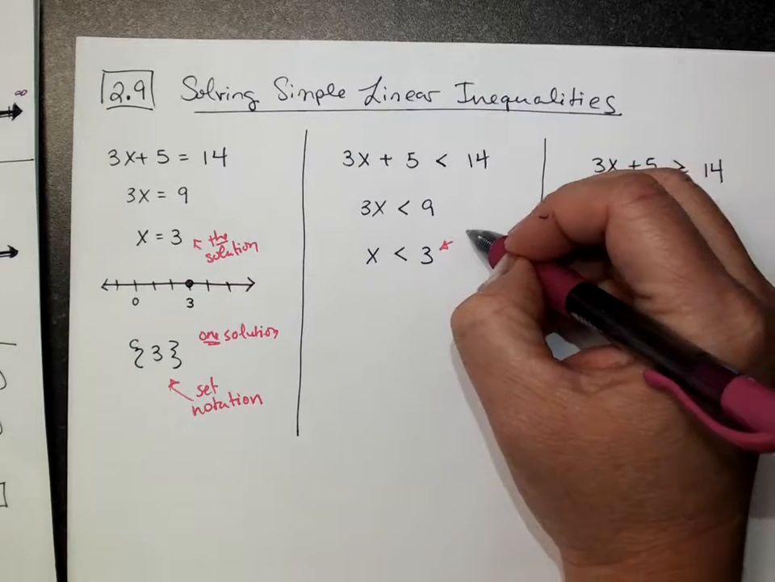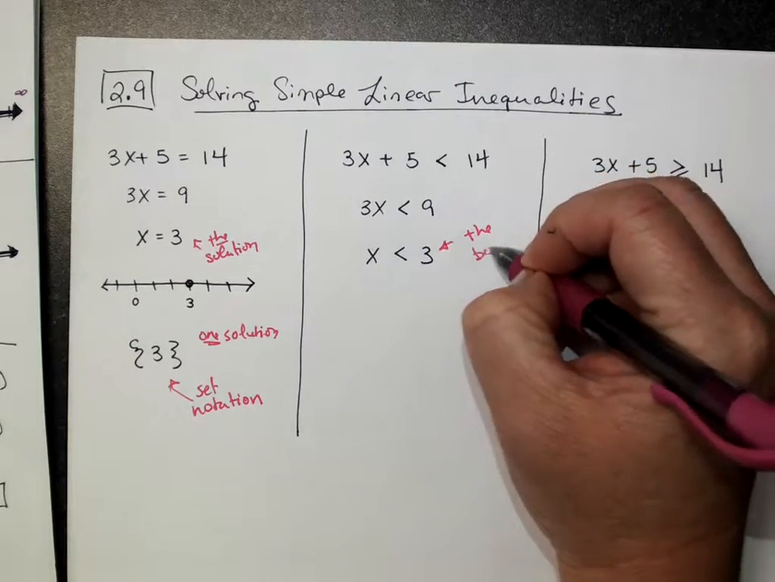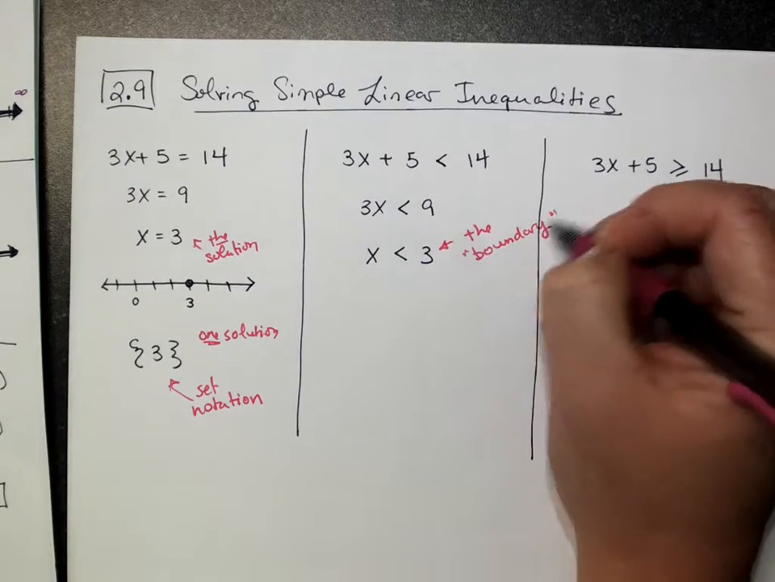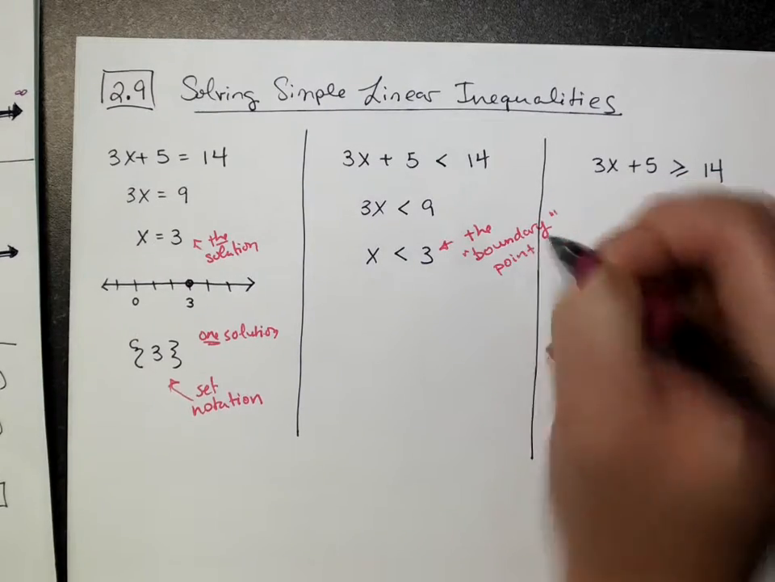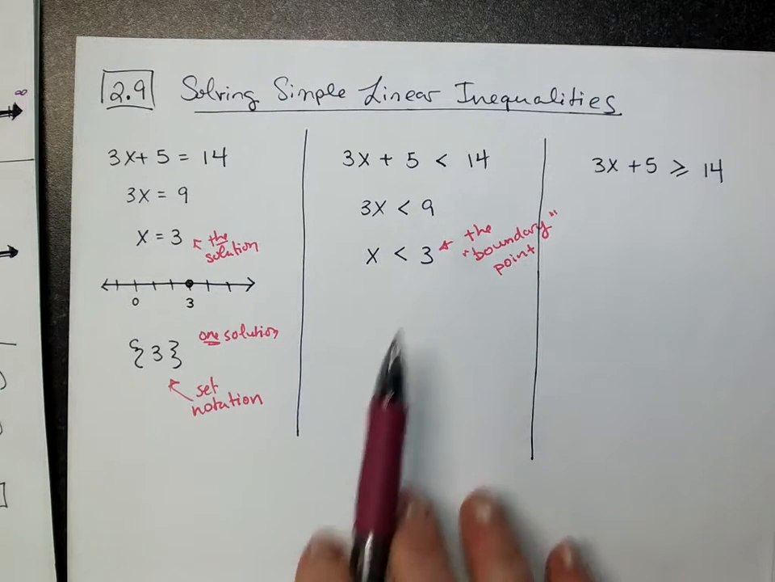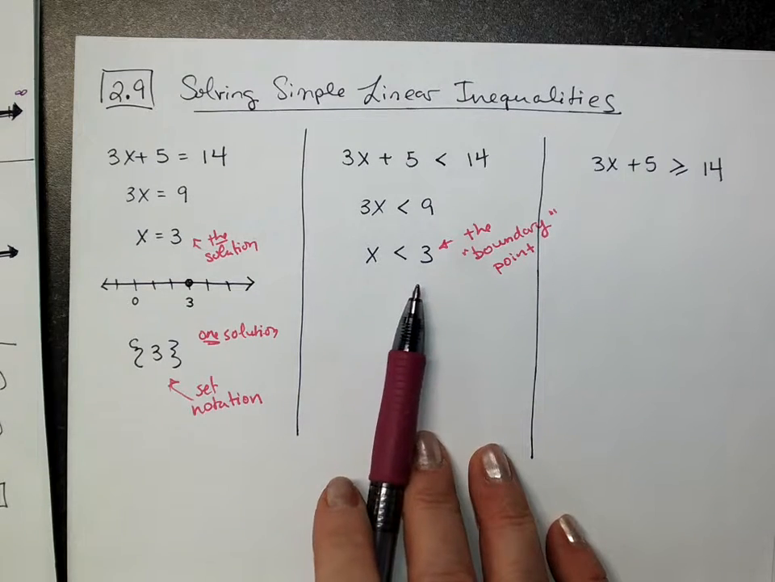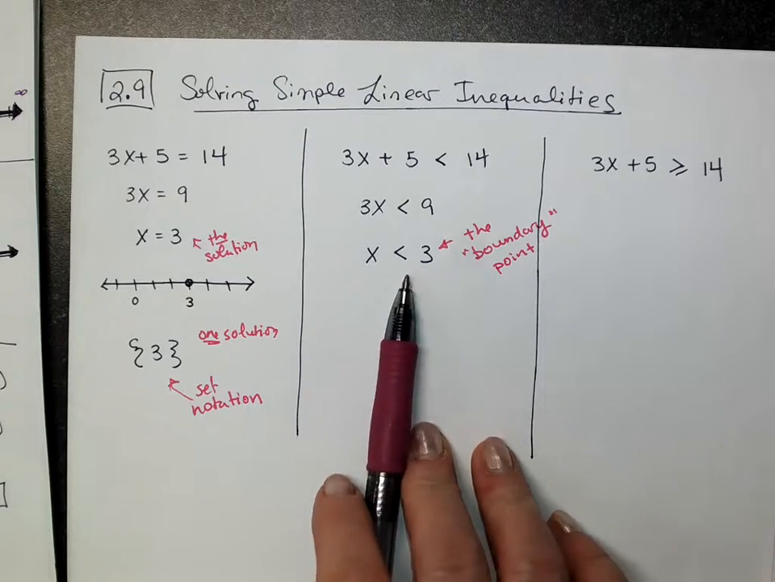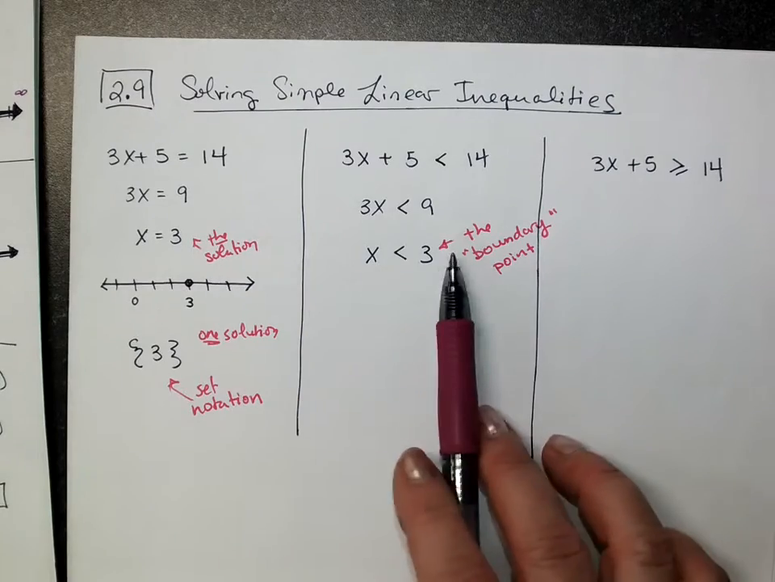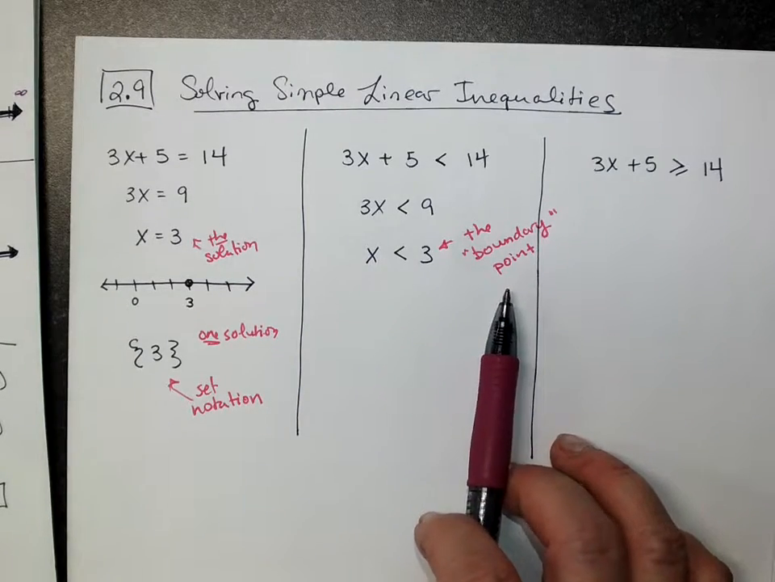It is what is referred to as the boundary point. Okay? It's where the solution begins. And then the solution is actually greater than or less than, in this case less than, this boundary point. So the solution is where this number you get is where the solution begins. Here with an equation, it's the solution. Here it's just the boundary point of your solution.